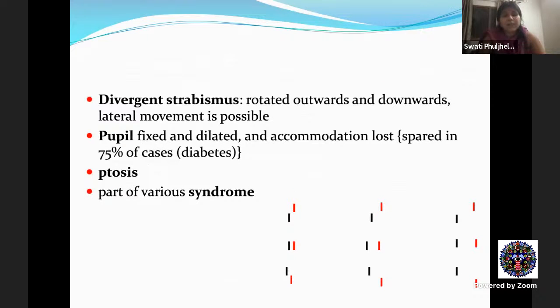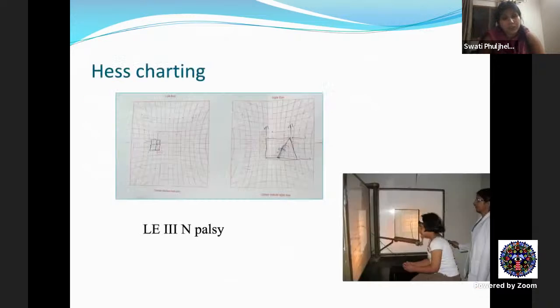So classically, it presents as a divergent strabismus with only abduction preserved and probably superior oblique movement preserved, which I'll show in a subsequent slide, how to look for it for the postgraduate students. The pupil should be checked. If it's a complete pupil-involving palsy, of course the pupil would be fixed and dilated, and there'll be loss of accommodation, there'll be ptosis, and it can present as various parts of various syndromes.